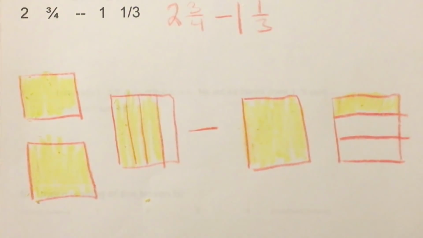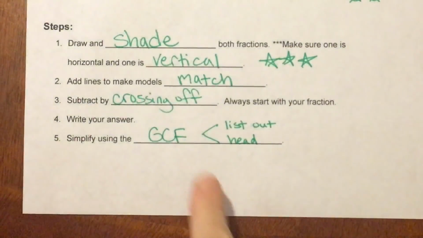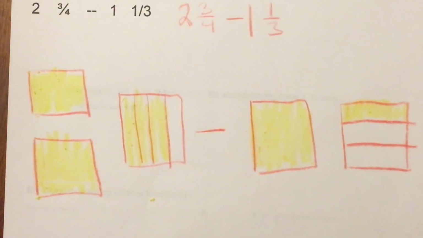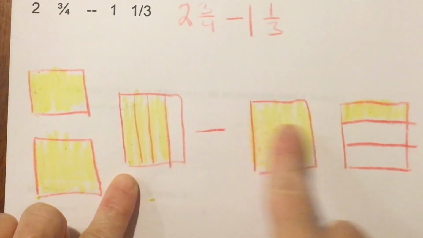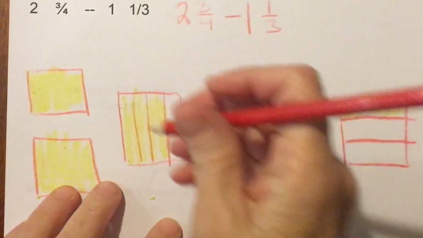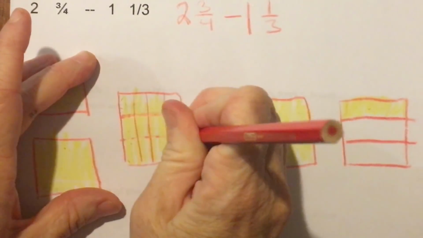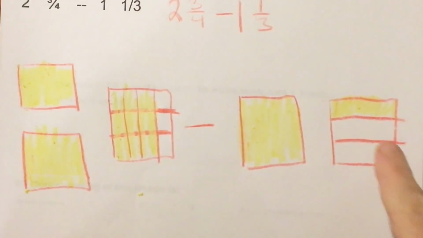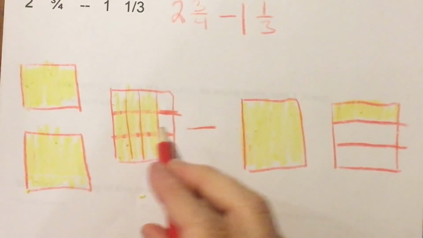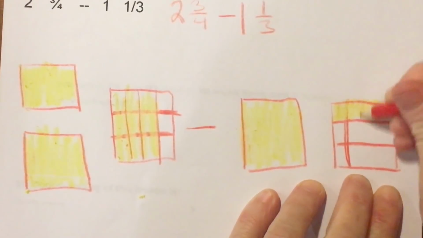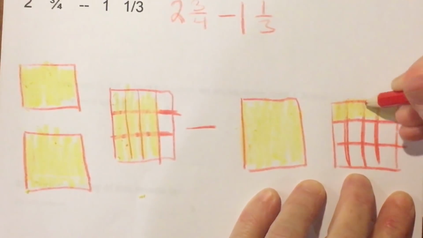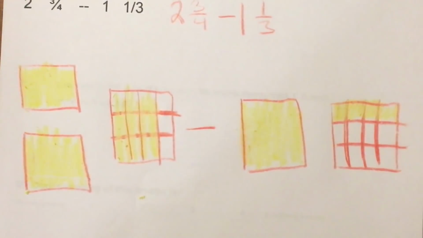Okay, so now my next step is, let's make the models match. I don't need to do anything with these right now, but this one is missing its 1, 2 horizontal lines. So let's add them. And this one is missing its 1, 2, 3 vertical lines. 1, 2, 3. Okay, so now I made them match.